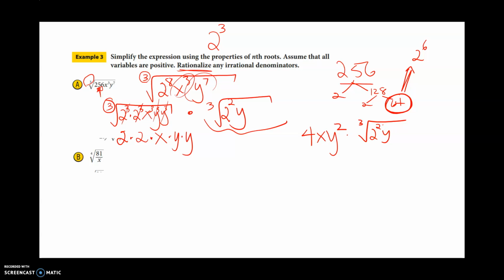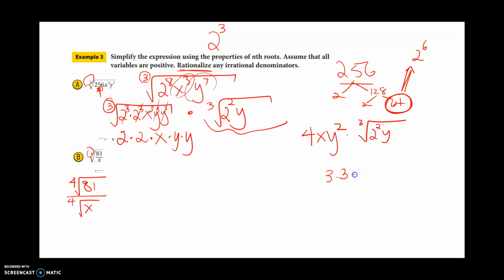So what we're trying to do is pull out all the perfect powers. In this case it was perfect cubes; in this case it's perfect 4th powers. So let's see how this one plays out. So I have a ratio. I'm going to do this: the 4th root of 81 over the 4th root of x. Well, gang, the 4th root of 81, again, once you play around with it, you'll see it.